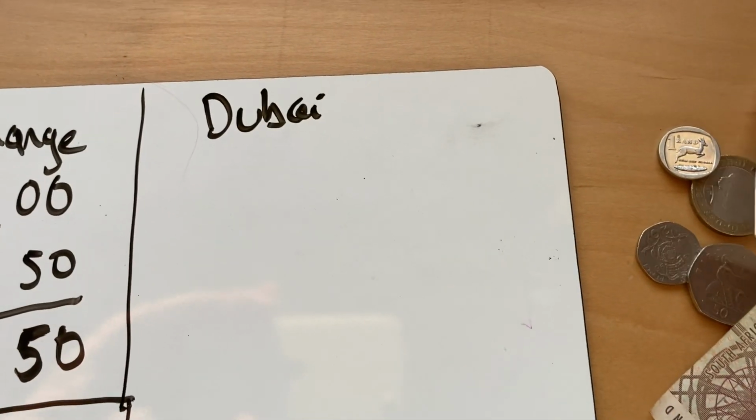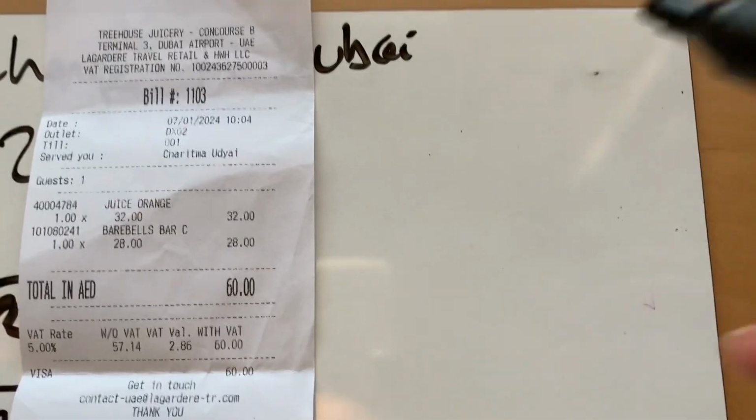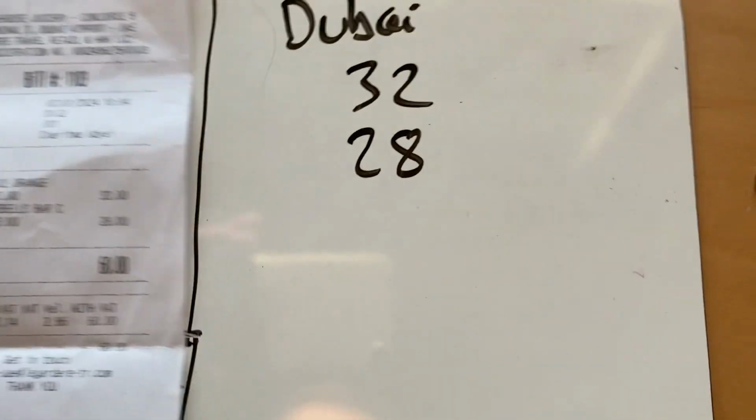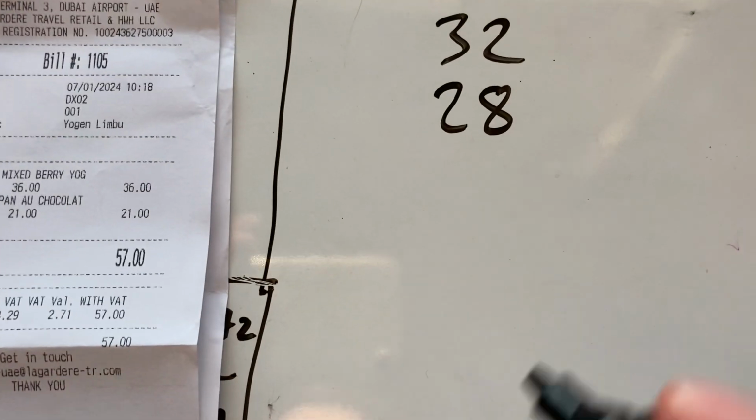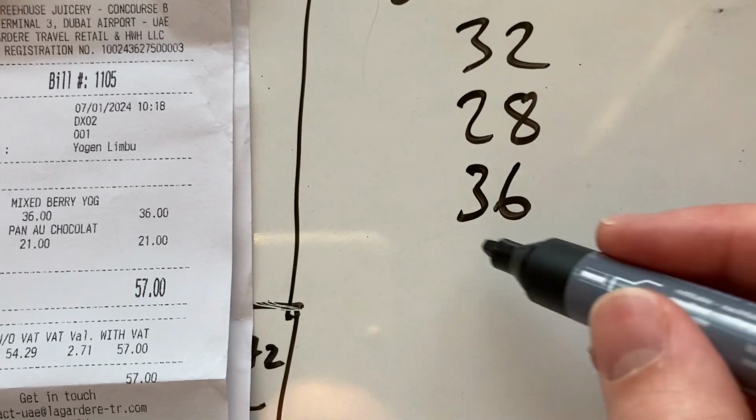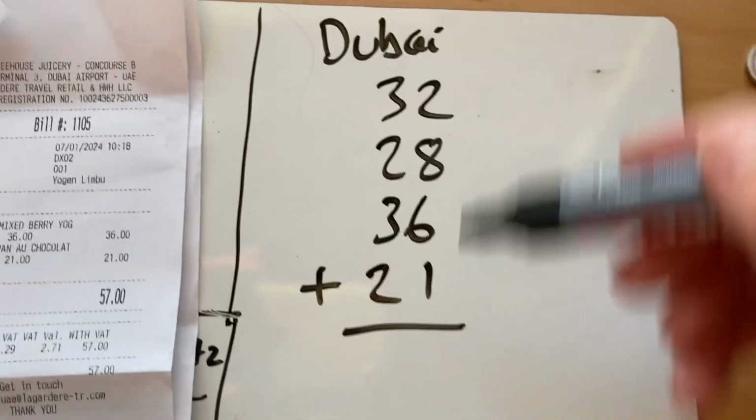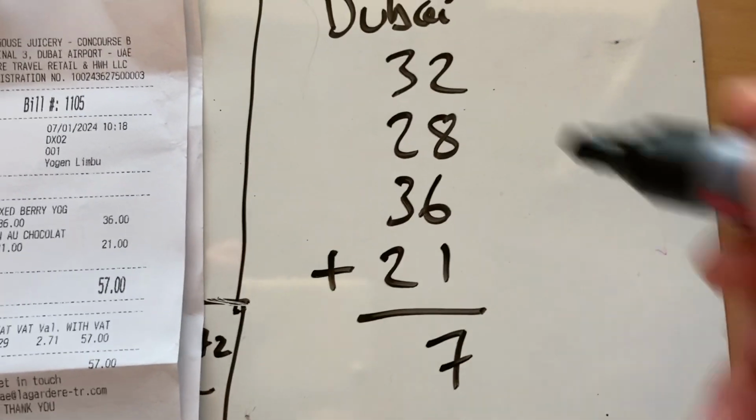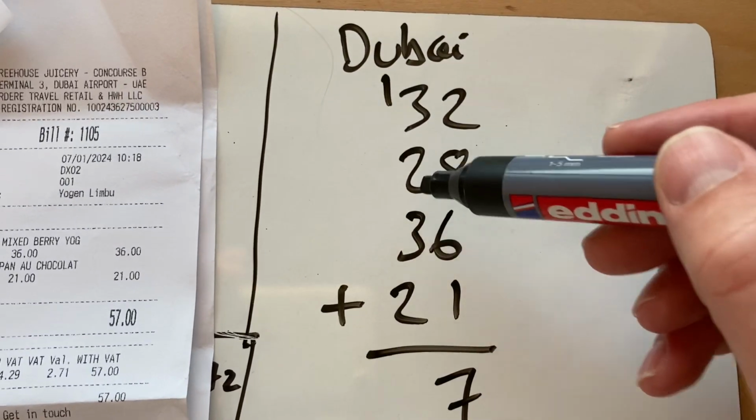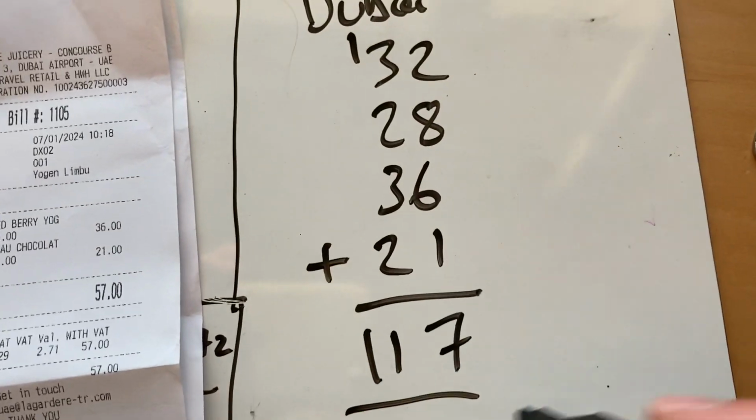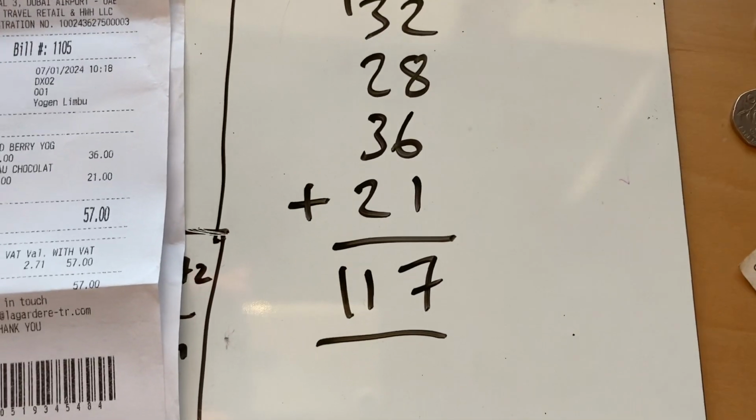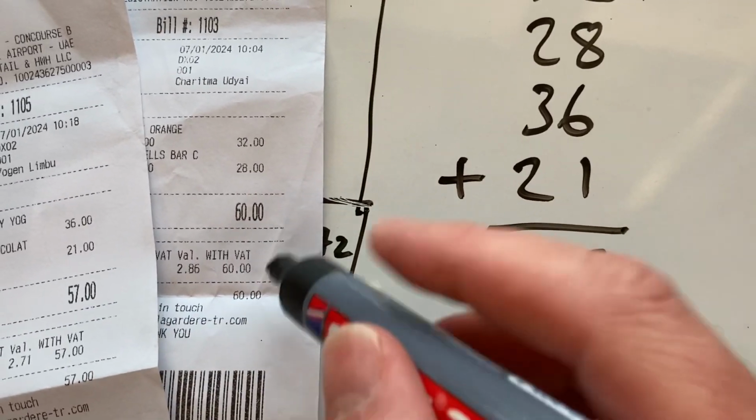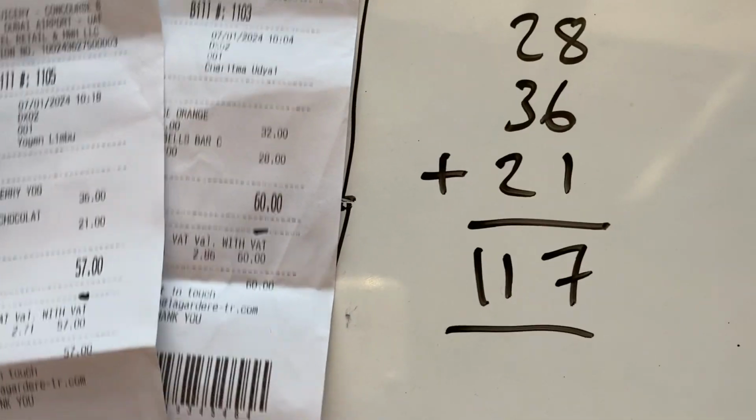So I bought some things on this receipt, which were 32 dirhams and 28 dirhams, and then on another receipt, they were 36 and 21 dirhams. So we're going to add, just like we did with the South African. That's 8, 16, 17. Carry that 1 up to there. 4, 5, 6, 7, 8, 9, 10, 11. So I spent 117 dirhams. So just to check that those two are correct. So yeah, the receipts they gave me are correct.